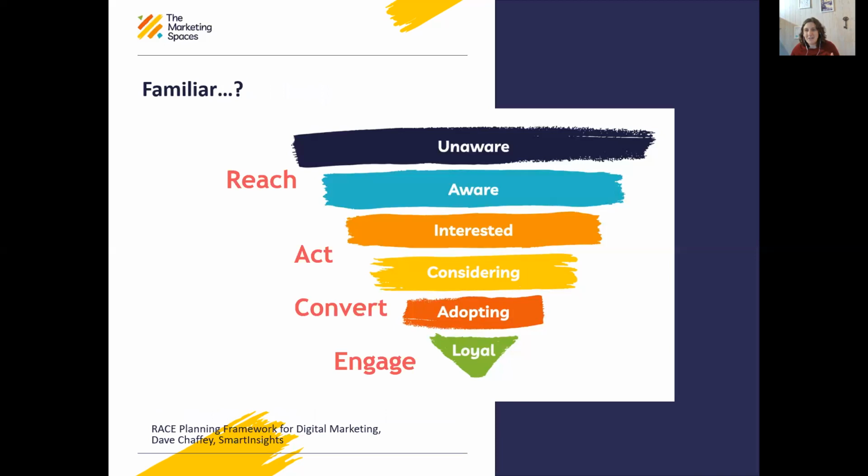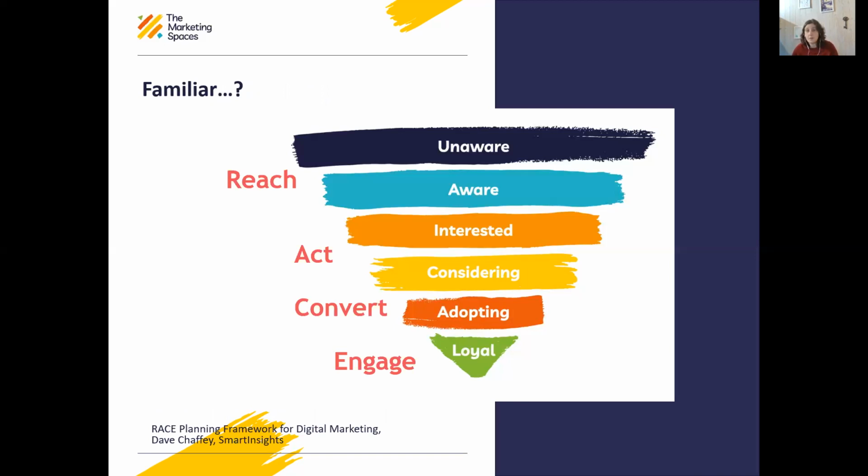I said that I'd show you another model. Here's the second one. Dave Chaffey of Smart Insights. He's a really good digital marketer. I do recommend you check out his stuff. He coined the RACE framework for planning. And he said that actually what you have is you reach out. In digital marketing, you reach out to people.